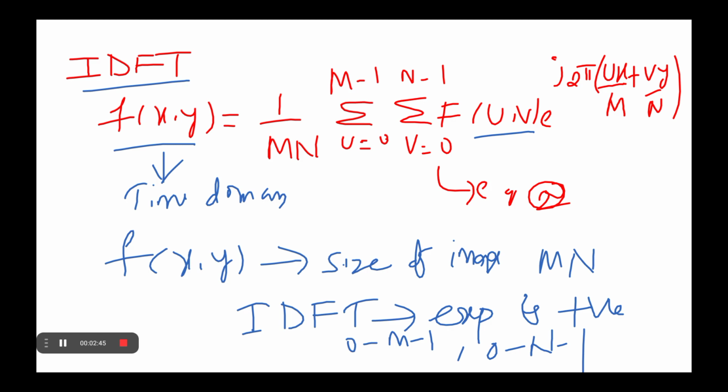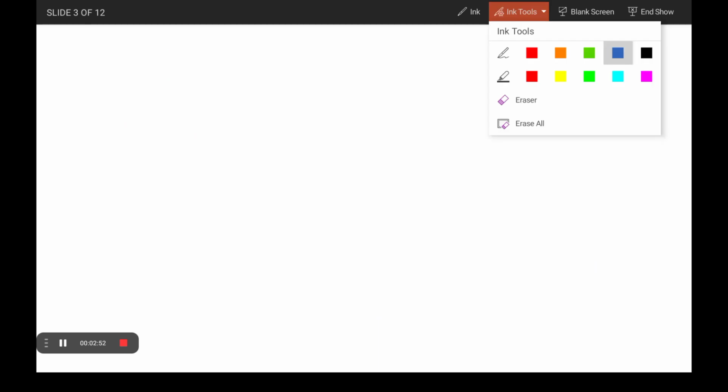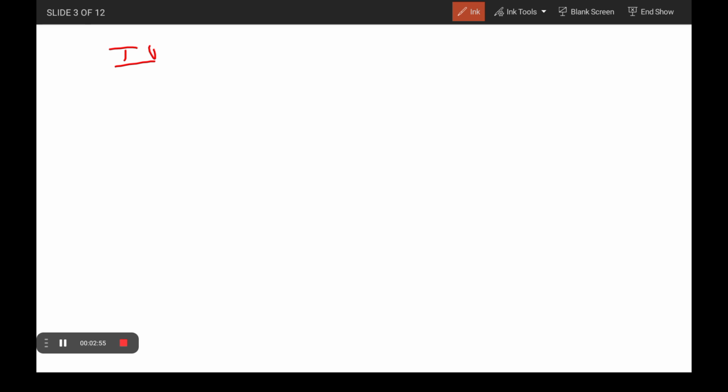Now our intention is how to compute the IDFT from the DFT. For that purpose, you have to take the equation for computing the IDFT using the DFT algorithm. So, IDFT using the DFT algorithm.